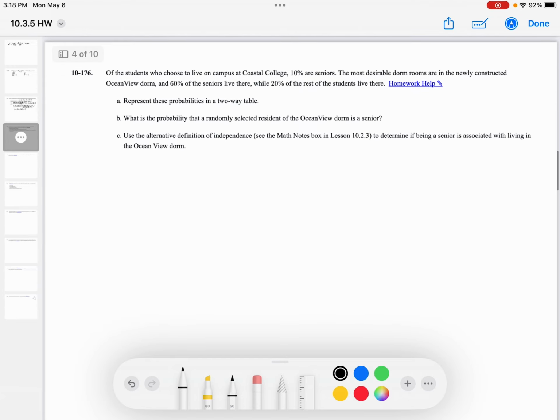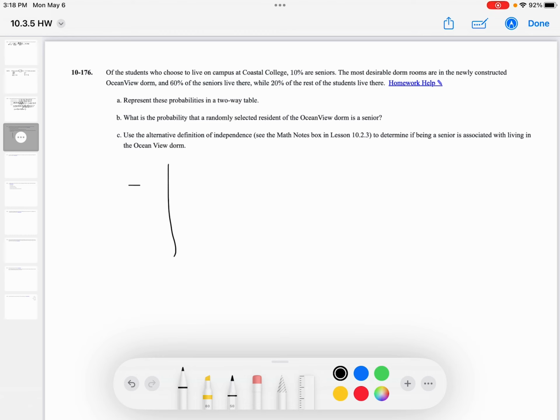All right, problem 176. Of the students who choose to live on campus at Coastal College, 10% are seniors. The most desirable dorm rooms are in the newly constructed Ocean View dorm, and 60% of the seniors live there, while 20% of the rest of the students live there. Represent these probabilities in a two-way table.